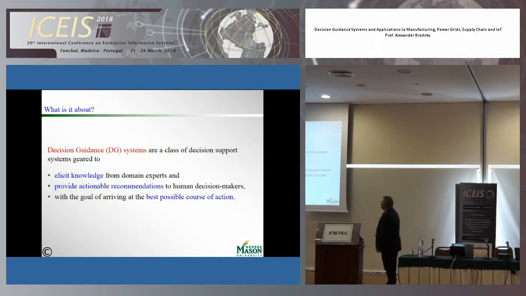So what are decision guidance systems? I view decision guidance systems as a class of decision support systems that are geared to elicit knowledge from domain experts and provide actionable recommendations to human decision makers, with the goal of arriving at the best possible course of action. Decision support systems are very diverse and very broad. Here, the point is you need to derive an actionable recommendation for what you specifically do.